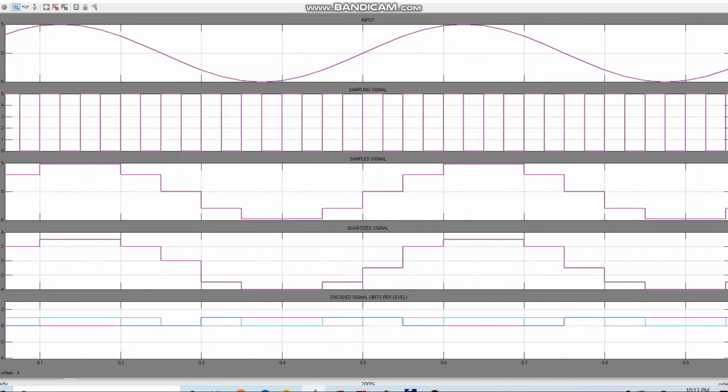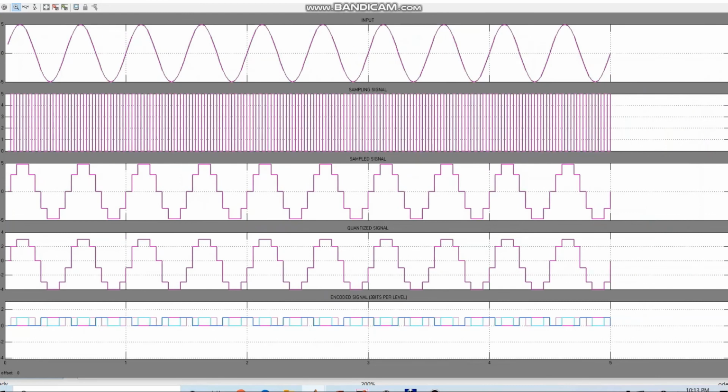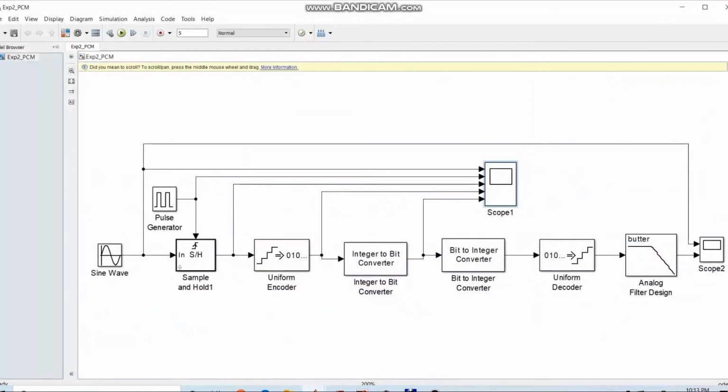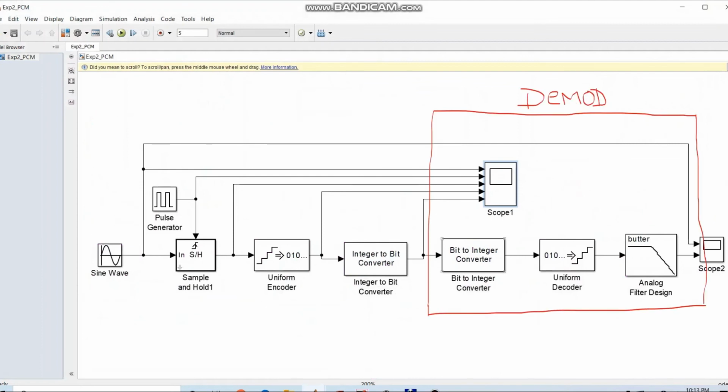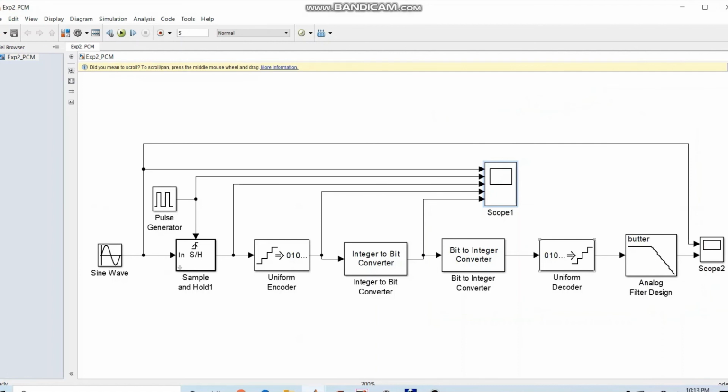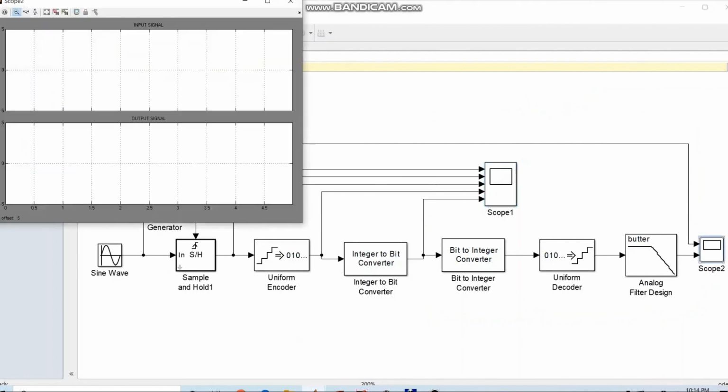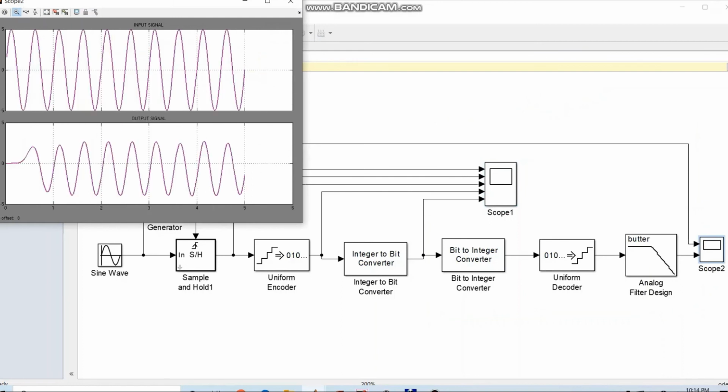Yes, this is the pulse code modulation modulated waveform. This is the modulated waveform or the encoded signal. Now once we pass it through our demodulator circuitry, which is the bit to integer converter followed by the uniform decoder and then the analog filter, we will get back this output signal, which has the same frequency but somewhat less amplitude. And you can see there is a small initial delay in the recovered or demodulated signal.